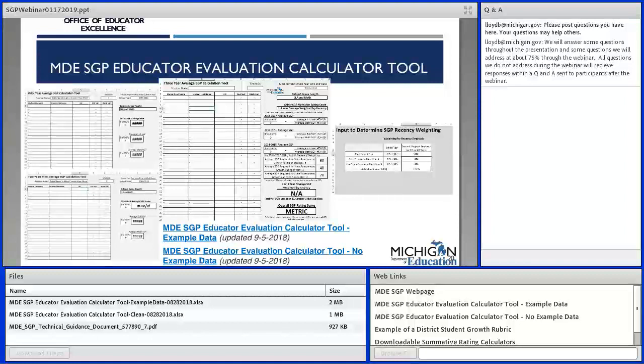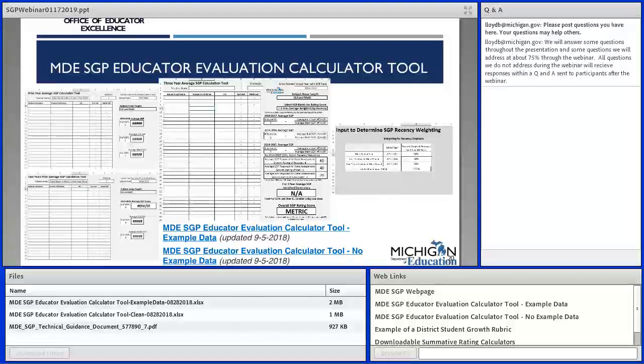Then only the scores that are representative of that subject area would be used to determine each year's norm and the 3-year aggregate norm, and it only weights the years with an SGP. So if you taught in 2016, you didn't teach in 2017, you taught in 2018, it would only include the scores from 2016 and 2018 to determine the 3-year aggregate mean.